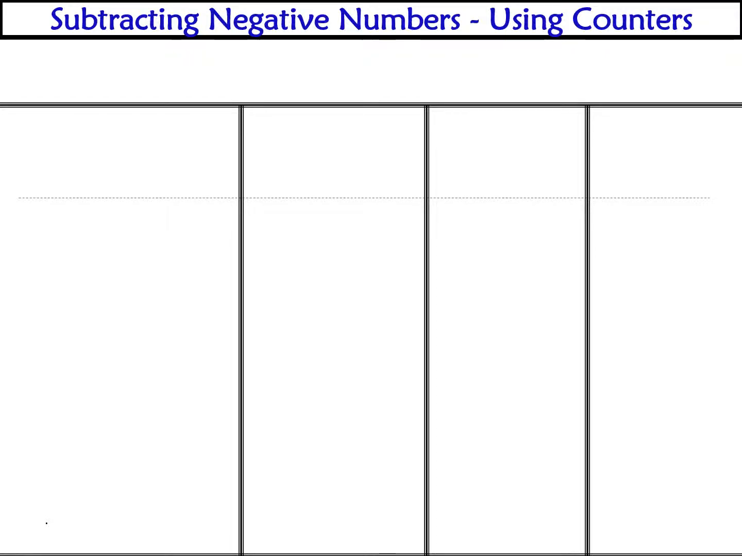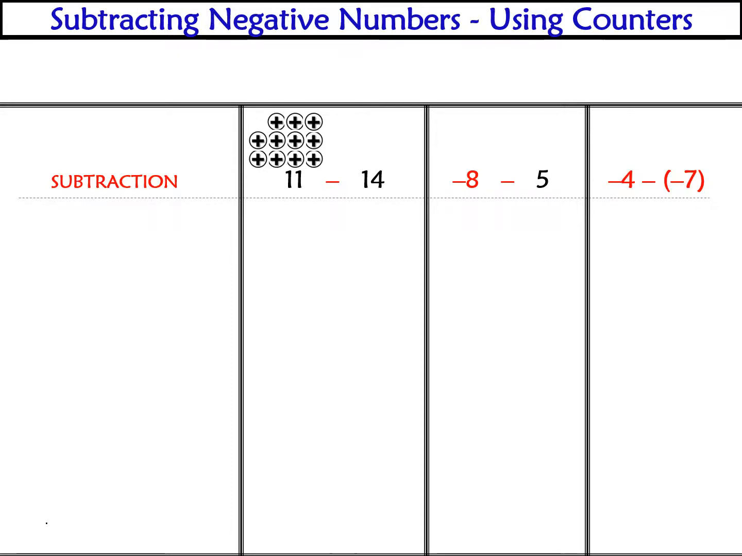Hi, this is Mr. Hood, and we're going to look at 3 different ways you can use to subtract negative numbers. Let's look at 11 minus 14. If we were to model this using counters, we would start with positive 11, but then trying to model the minus 14 part is going to be a little tricky, because what we're asking to do is to take away 14 positives, and there aren't 14 positives.